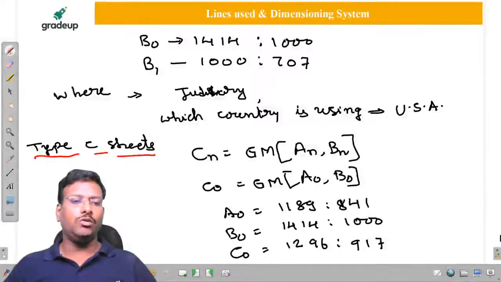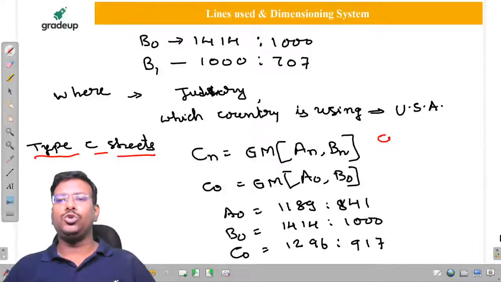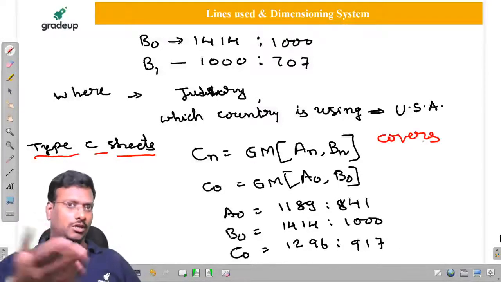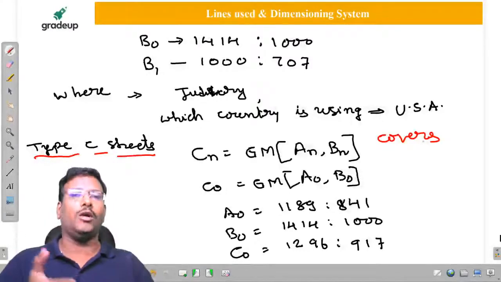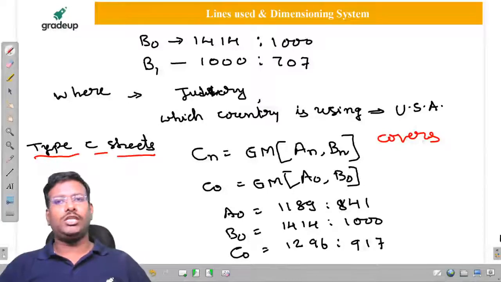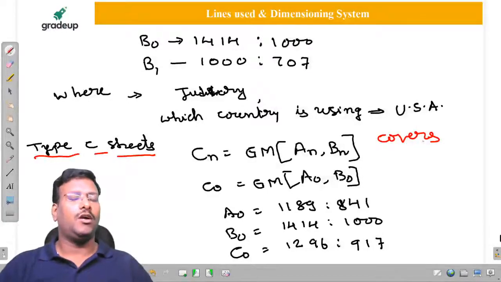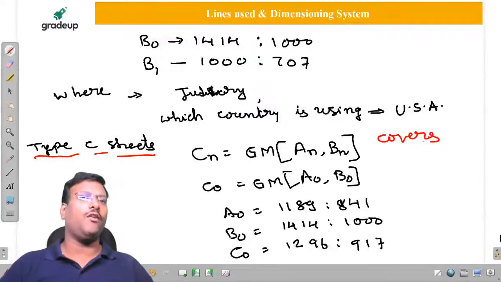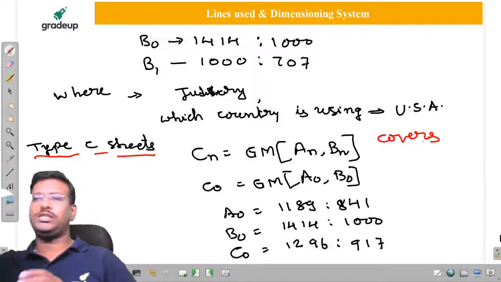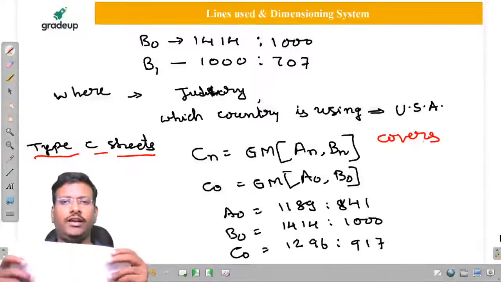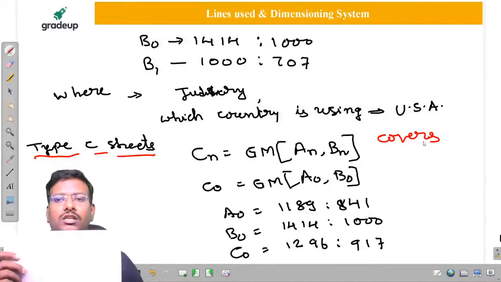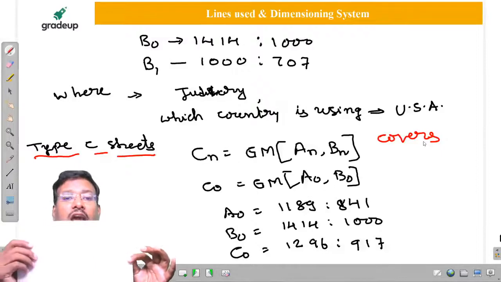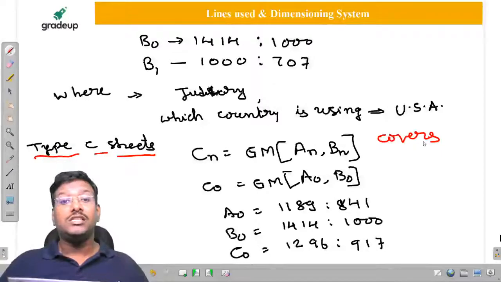Sir, where are we using type C sheets? This is used for covers. If you observe, some important documents which should not be folded, like certificates, have to be sent in an envelope. What is that size, sir? In order to post A4 size sheets, they will take an envelope of more than A4 size. That is considered as a C4 envelope. C4 envelope.